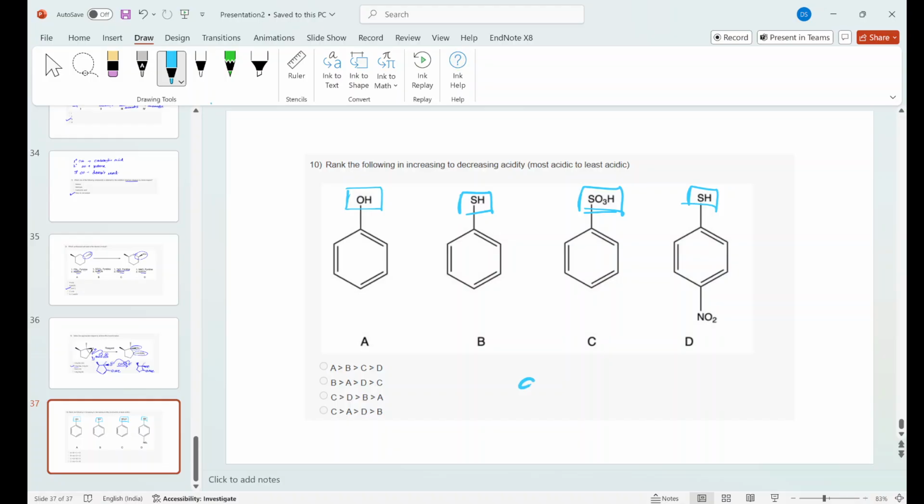So C will be the top. Then you have two SH. You know that SH is much more acidic than OH because of the bigger size of the sulfur. Okay. So in this SH and in this SH, you have one electron withdrawing group. Okay. So if negative charge is on the sulfur, it will stabilize.